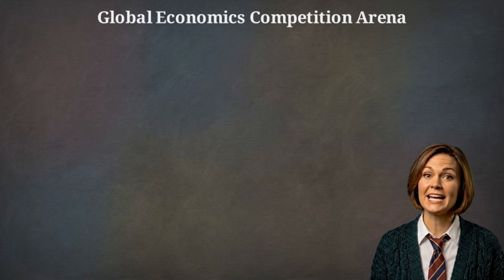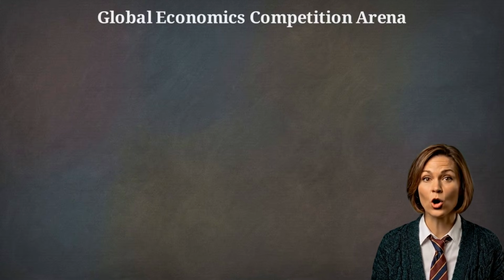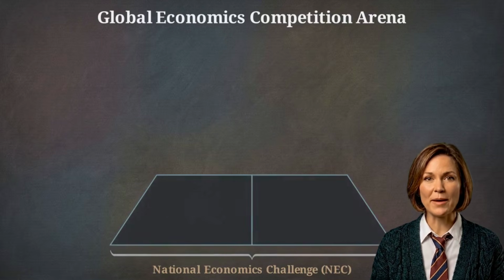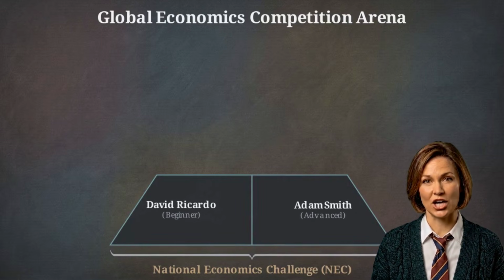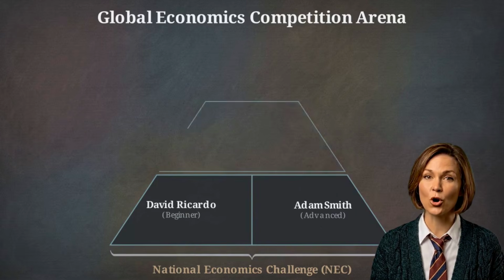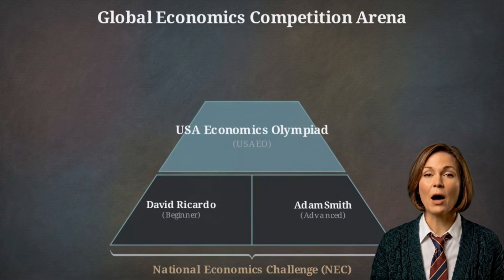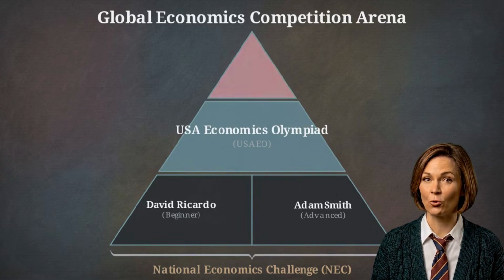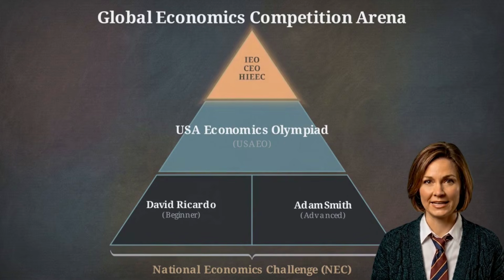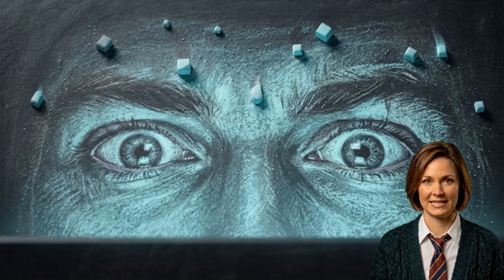This diagram shows the exact hierarchy of the global competition arena. In North America, the National Economics Challenge splits the base into David Ricardo and Adam Smith. Above that sits the US AEO, leading to the absolute peak, the IEO, CEO, and Harvard's HIEEC.